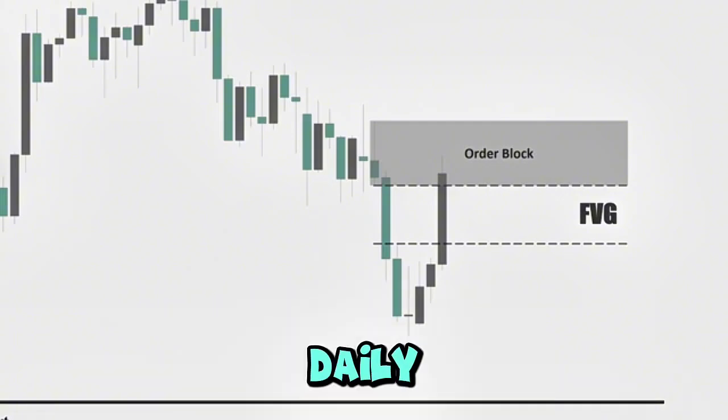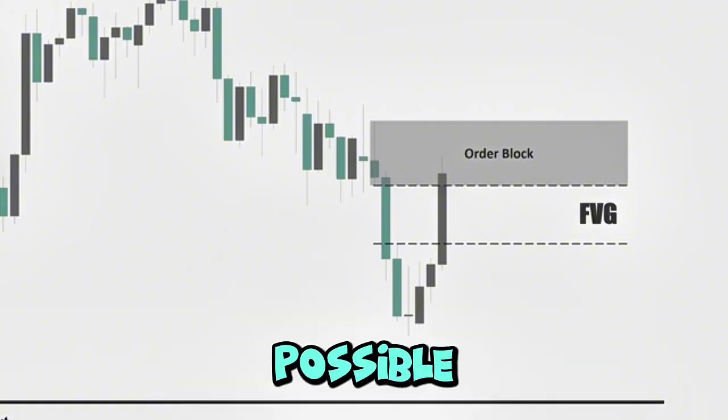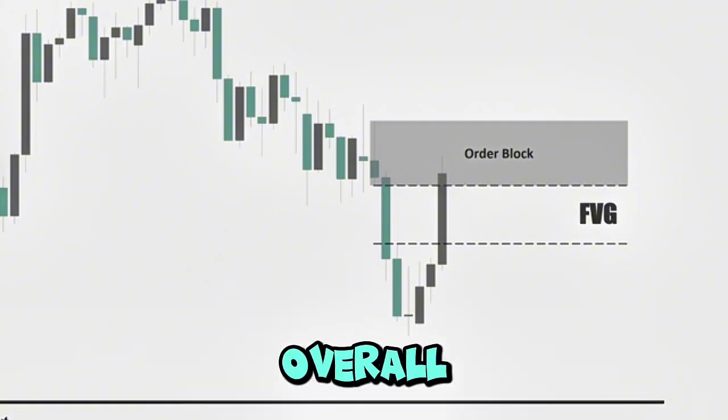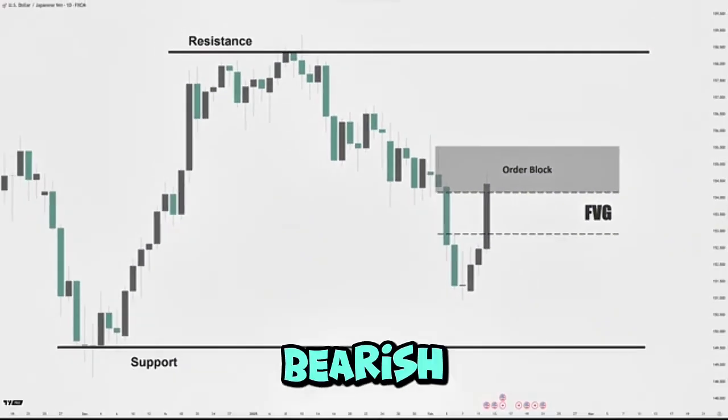However, the daily chart is not our entry time frame, so we need to zoom into the lower time frames such as 4-hour and 1-hour to look for confirmations and a possible short opportunity. Overall, the higher time frame is bearish, and there's still enough space before the price reaches the next important zone. This is all we need from the higher time frames to identify the overall market sentiment and mark the key zones.